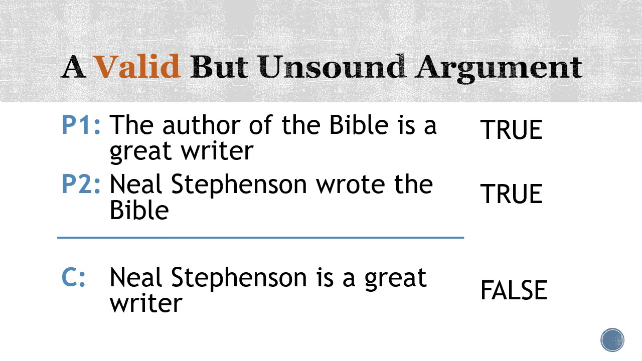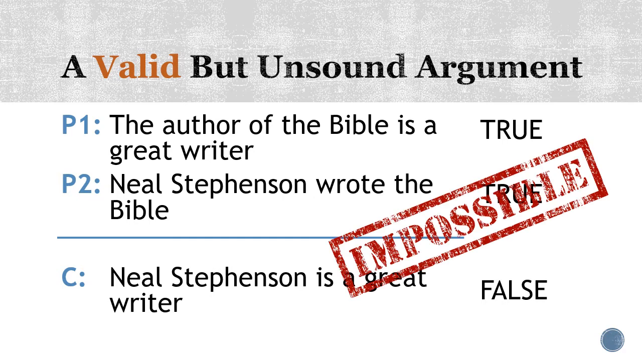So again, imagine if those two claims were true. Well, then it seems like it would have to be true that Neil Stephenson is a great writer, because if whoever wrote the Bible is a great author and Neil Stephenson wrote the Bible, he would have to be a great writer, right? So those two claims, premise 1 and premise 2, really do lead to the conclusion in the appropriate way. The argument is structured in the appropriate way. It really is impossible for the premises to be true while the conclusion is false. Right? That's an impossible combination. That's what makes the argument valid.